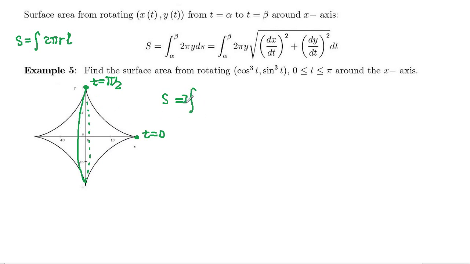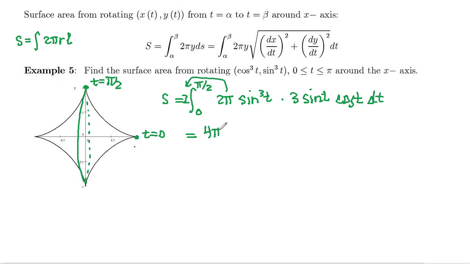So we're going to do 2 times the integral from 0 to pi over 2. Remember, you always want to use symmetry if you can. And then 2 pi y, and our y-coordinate is sine cubed t. And then times this guy here, which we already figured out was 3 sine t cosine t, dt. So we can take our 2 pi out in front here. So we got a 4 pi out in front. Integral from 0 to pi over 2.